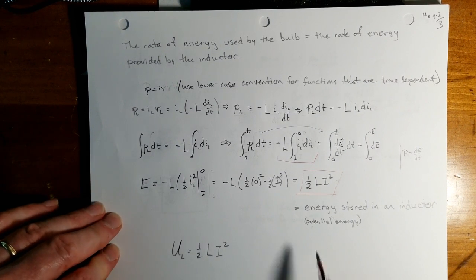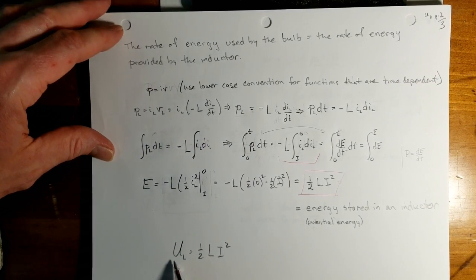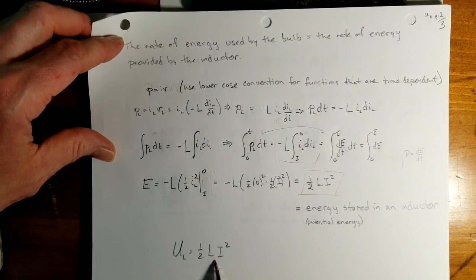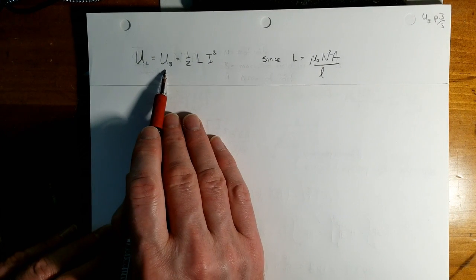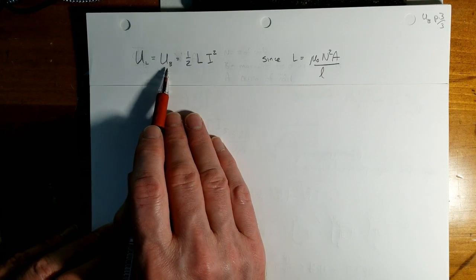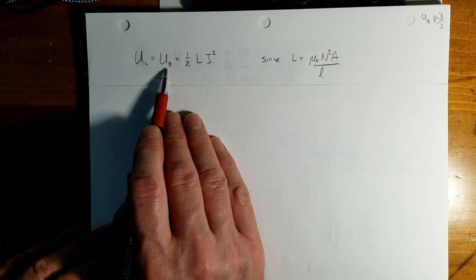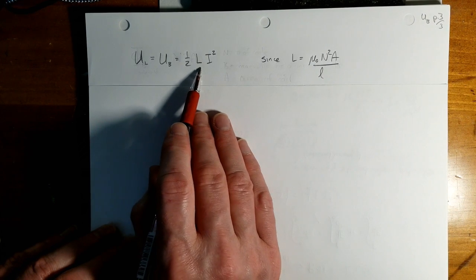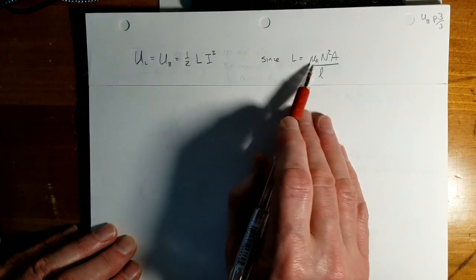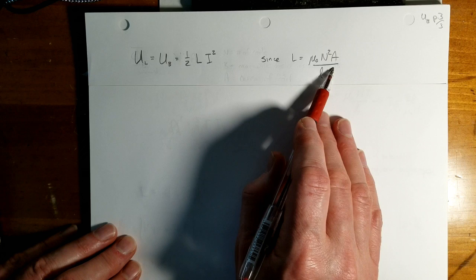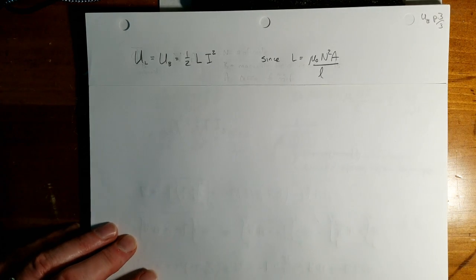Since that is stored energy, it is potential energy, so I have a formula here for the potential energy of an inductor, 1/2 L I squared. That also has to be the energy that is fed into the bulb, and so the energy that is used by the bulb is 1/2 L I squared, where big L here is equal to the inductance based upon the configuration of the inductor.